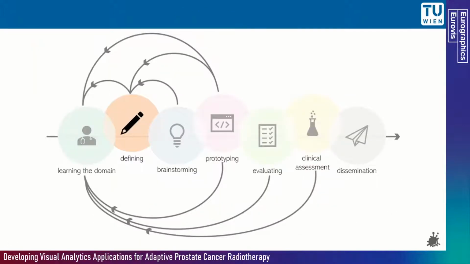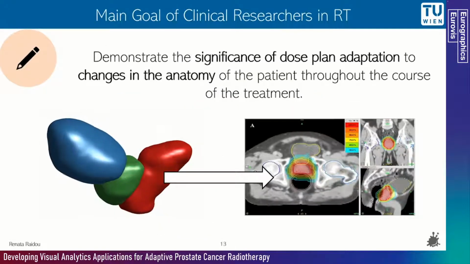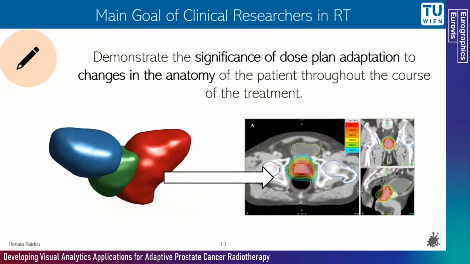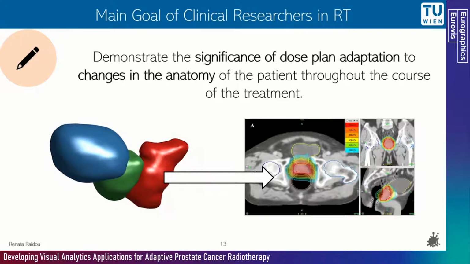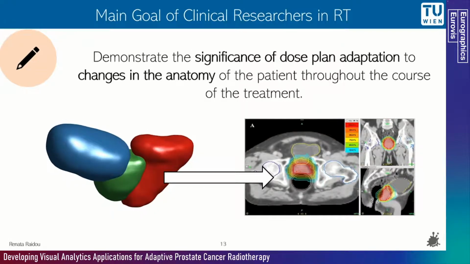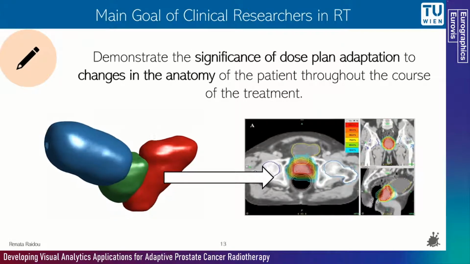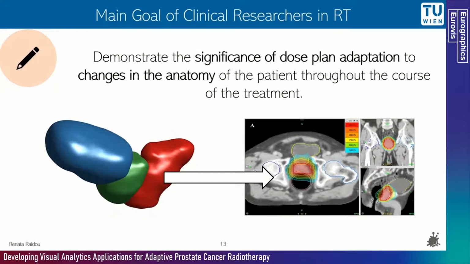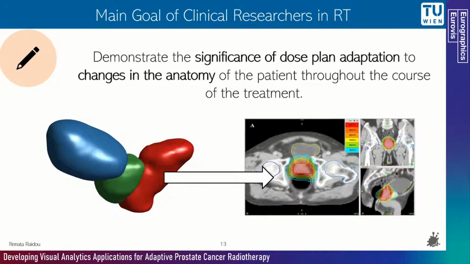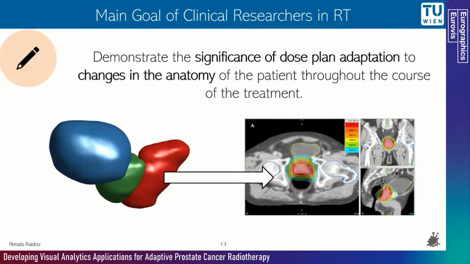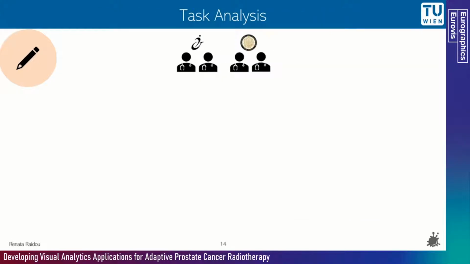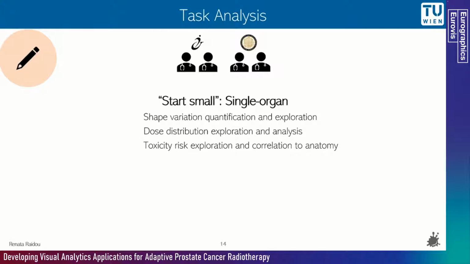The next step in our process was to define the problem. The main goal of the clinical researchers was to demonstrate the significance of dose plan adaptation to changes in the anatomy of the patient throughout the course of the treatment. And this could be done by documenting the effect of the organ variability to the dose distribution. We performed a long and extensive task analysis with 4 clinical researchers from the 2 clinical counterparts of this project. And we started small, looking at only one organ, the bladder, to begin with.